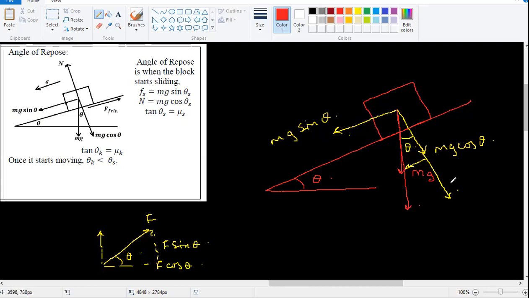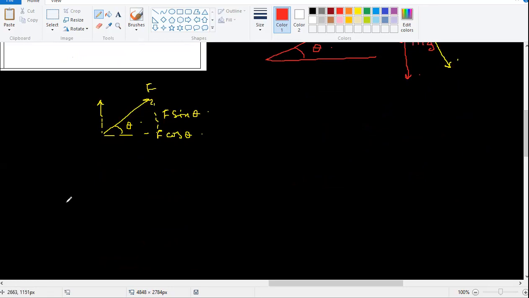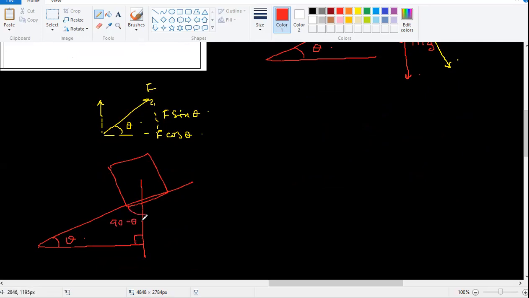Anybody not following this, please stop me right now. mg, if this is theta, this is also theta. Why? Anybody? That's a separate trigonometry you should follow, so let's quickly do that. If this is theta, so take it down properly. If this is theta, this is 90 degrees. This is 90 minus theta. If this is 90 minus theta, this is also.